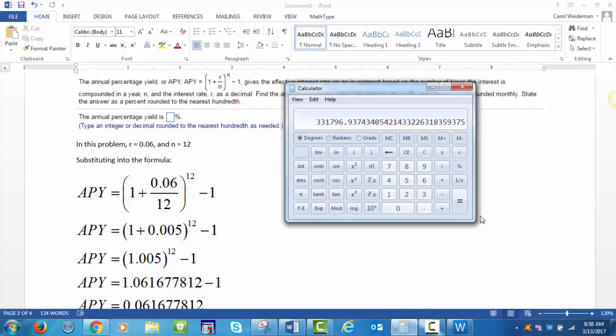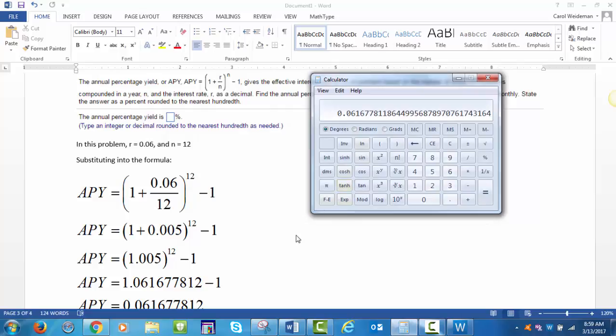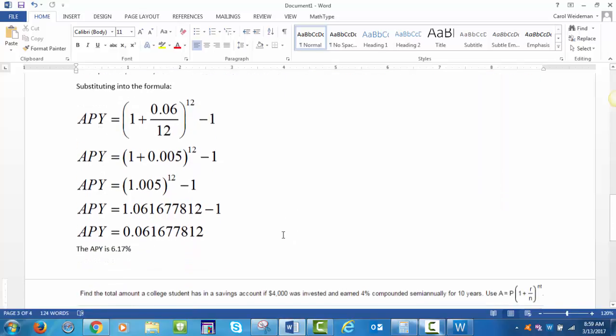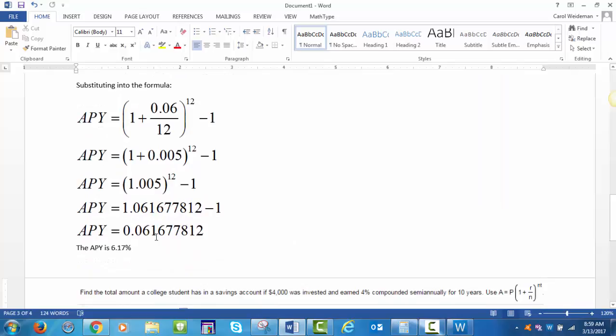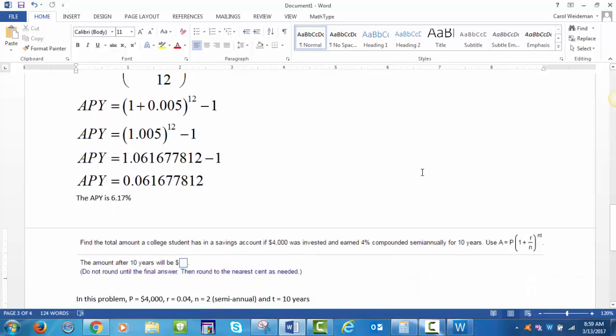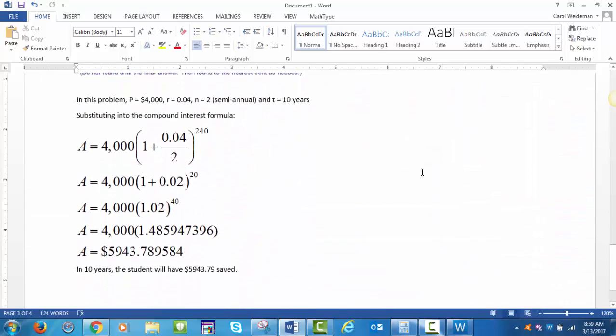Again, I'm going to pull up my calculator. I'm going to start inside the parentheses here. So 0.06 divided by 12 plus 1. And then I'm going to raise it to the 12th power. And lastly, the last step is subtract 1. And so the effective annual percent yield for this particular question, rounded to 2 decimals as a percent, is 6.17%.